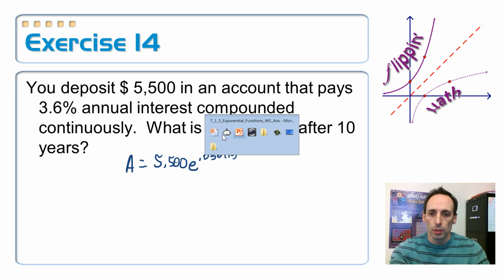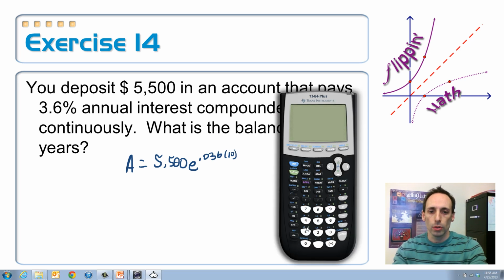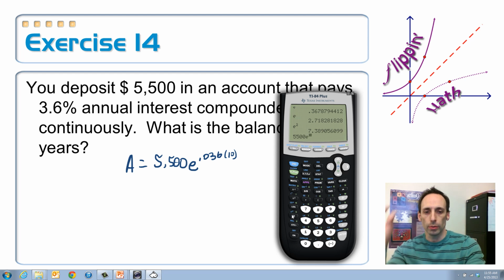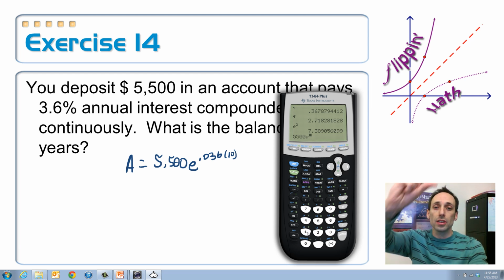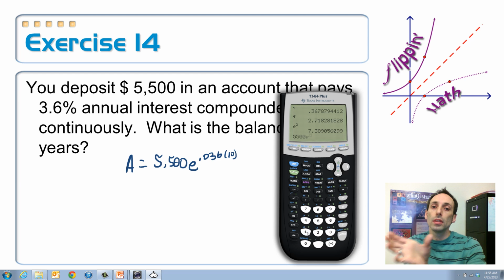Calculator. Okay, so type in the original principal, $5,500, e, so I want to use this one over here on the left side, where's the e to the x, and inside the caret. Now if yours doesn't put the exponent up there, if you have the old operating system, put these in parentheses. It may open the parentheses for you, if I'm not mistaken. So 0.036 times 10. Okay, and so here we go.